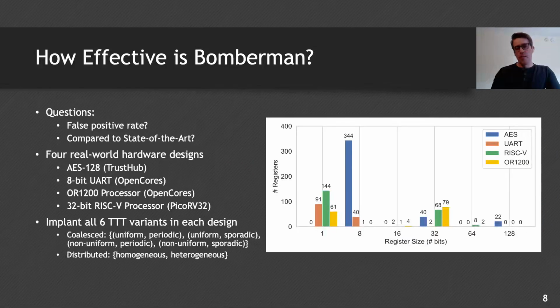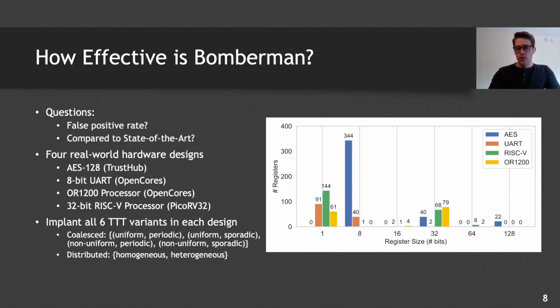Now that we understand how Bomberman works, the next question we ask is how effective is Bomberman in practice? Recall, false negatives are impossible given the construction of the Bomberman algorithm. However, false positives are not. So what is Bomberman's false positive rate in practice? Secondly, how does Bomberman stack up against prior work in terms of A, the ability to detect all TTT variants we define, and B, performance or runtime.